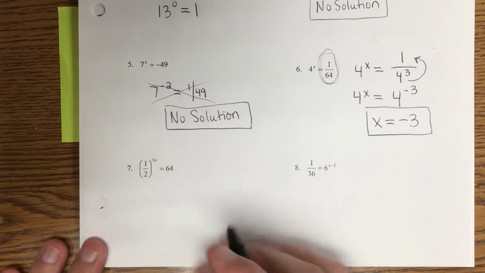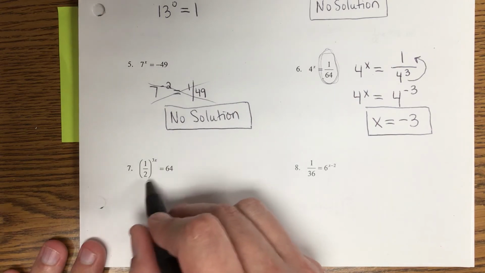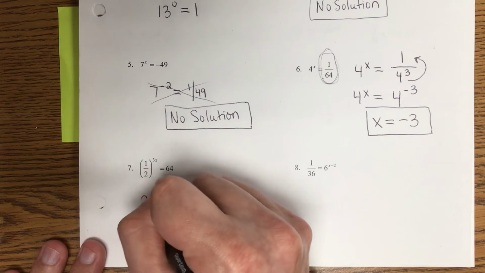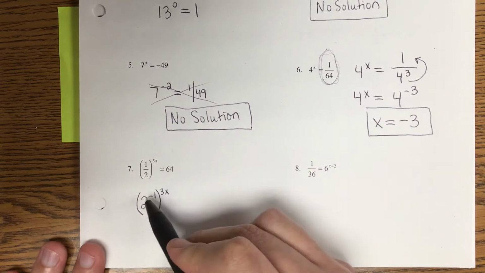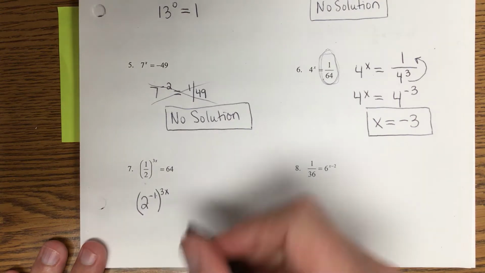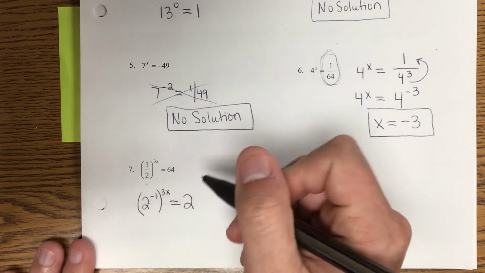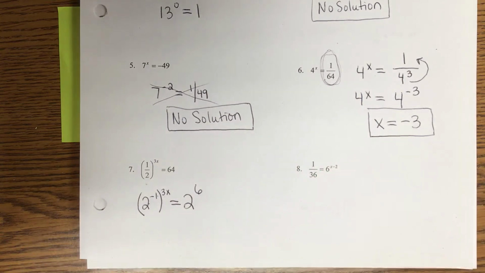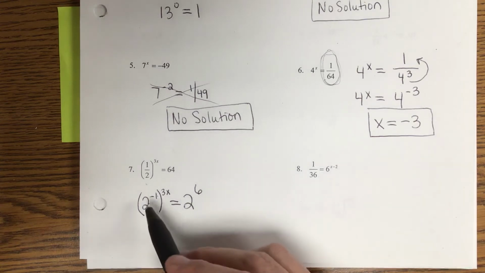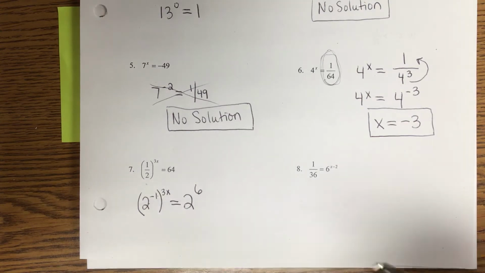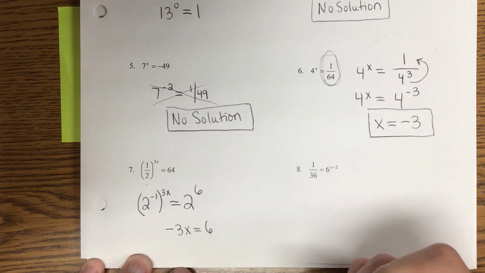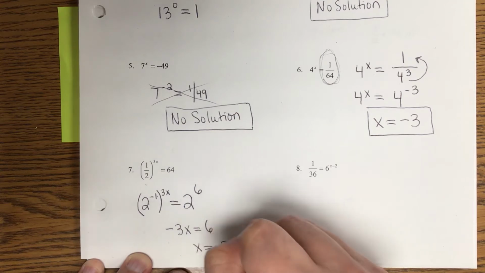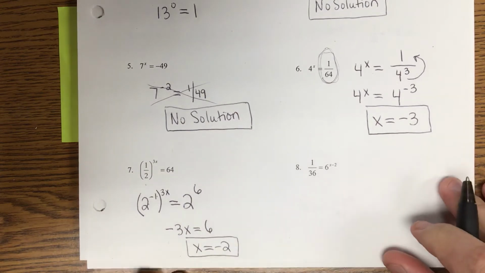For example, number 7, 1/2 would be better written as 2 to the -1st. Okay, so remember, 2 to the -1st is the same thing as 1/2. And we know that 64 is actually 2 to the 6. So here I changed both of the bases. This is the first time I've done this in the video. I've changed both bases at the same time because I wanted to get to a base of 2. So now I have this answer. Don't forget that negative in front of the 3x. So here x equals -2.